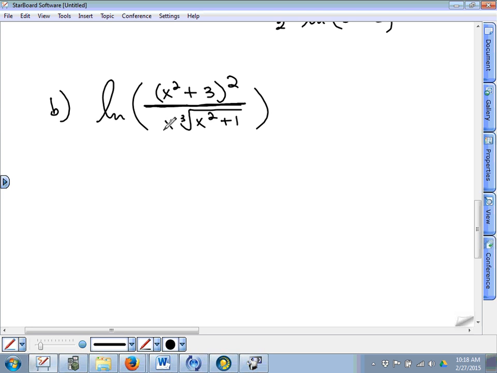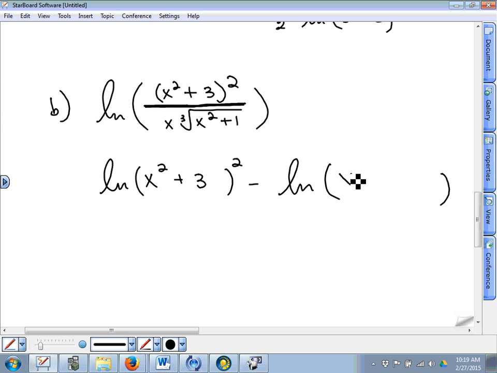So Hayden, how would you expand a quotient? I do know that ln of A over B is ln of A minus ln of B. So natural log of the numerator, minus the natural log of the denominator. And I'm going to go ahead and change that cube root into an exponent.